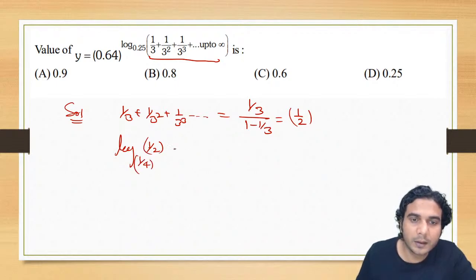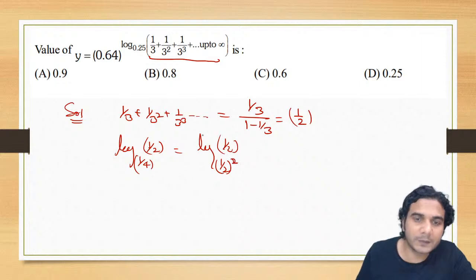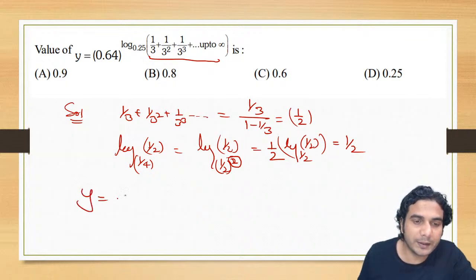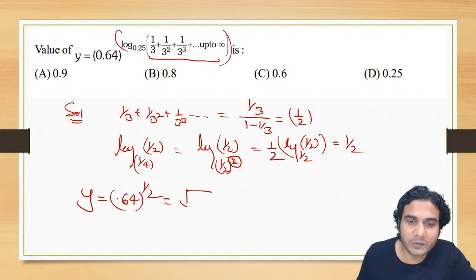You can write log of 1 by 2 to the base 1 by 2 is square, and you know how to tackle this power. Take this outside the log, so it will be 1 by 2 outside. This power will come in the denominator outside. So 1 by 2 log of 1 by 2 to the base 1 by 2, and it is going to be 1. So this value is 1 by 2. So y is 0.64 to the power 1 by 2. So we have got the value of this whole thing, which is 1 by 2. So you need to take square root of 0.64, and it is 0.8.